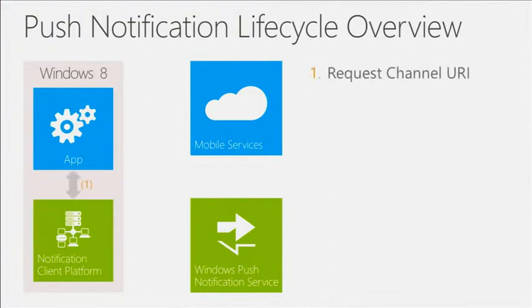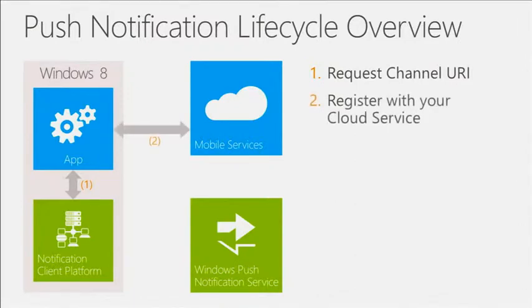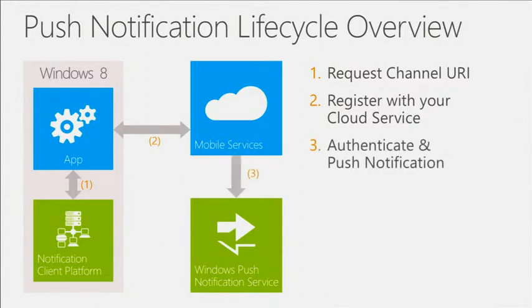So first thing that happens is the Windows 8 app requests a channel URI from the notification client platform. It gets this channel URI back, and then we're going to send it over to mobile services and basically save it in our mobile services database. Then when we're ready, our mobile service can then authenticate and send a push notification using that channel URI to the Windows push notification service. That can then talk to the notification client platform, which will deliver that notification to your application. So let's look at setting that up right now.